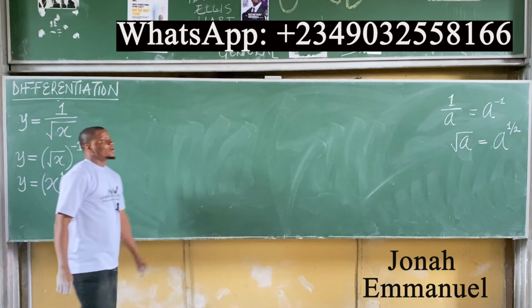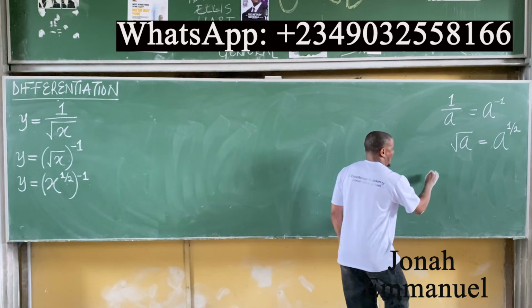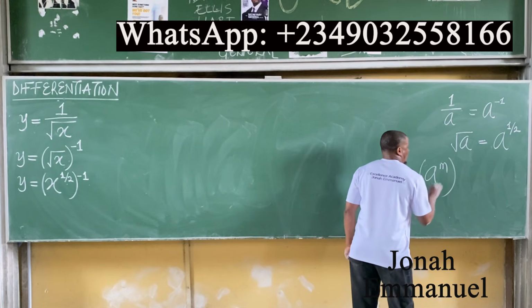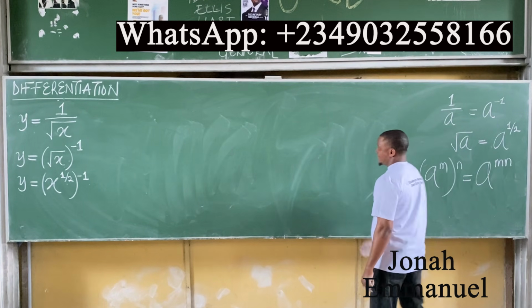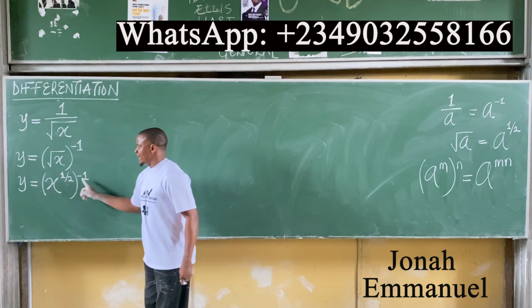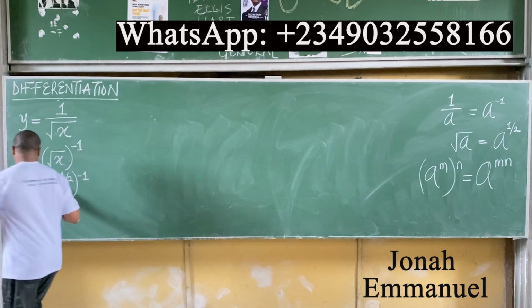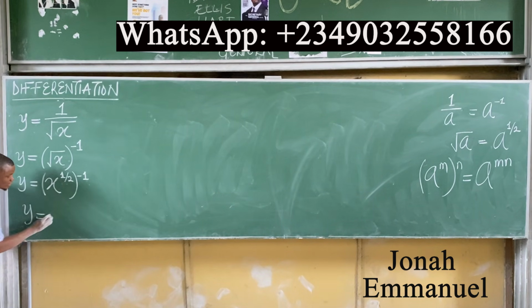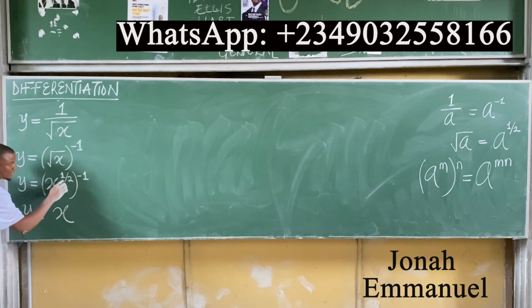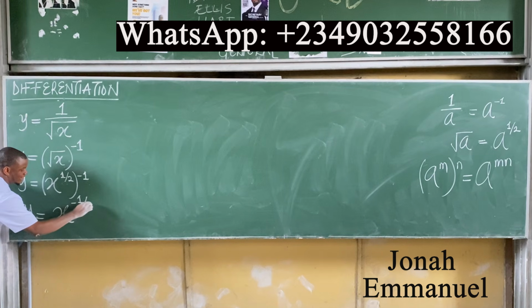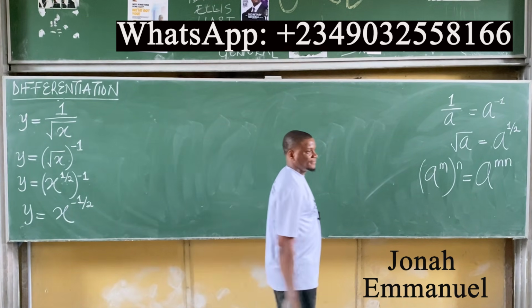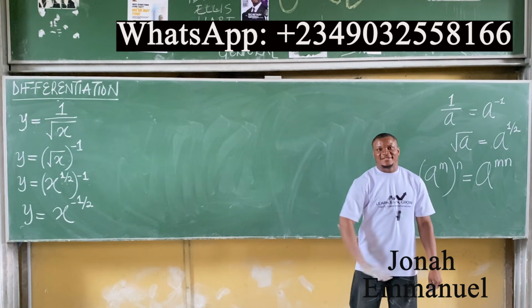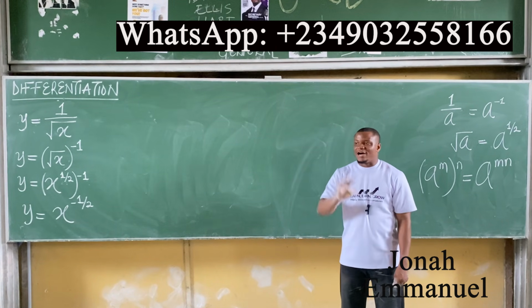Next up, again recalling from the laws of indices, if I have a to the power m, all to the power n, this will give you a to the power mn. In essence, these two can multiply. So that means y is equal to x to the power 1 over 2 times minus 1, which gives you minus 1 over 2. All right. At this juncture, we can now start the solving. This was to express it in index form first. Now we can start the solving.